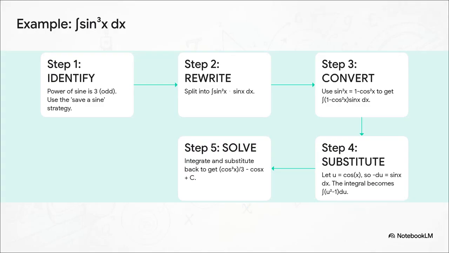Okay, let's actually put this into practice. We've got the integral of sine cubed. The power, 3, is odd. Perfect. That's our trigger. We save one sine x, which we'll use for our du later. We then convert the sine squared x that's left into 1 minus cosine squared x. See what happened? The stage is now perfectly set for a simple u substitution where u equals cos of x. The rest is just basic integration and plugging cos x back in at the end.